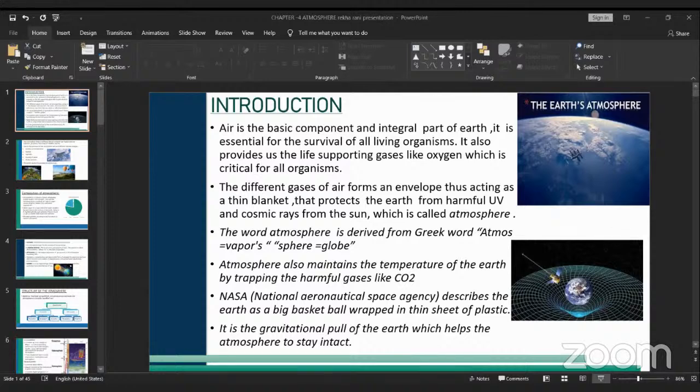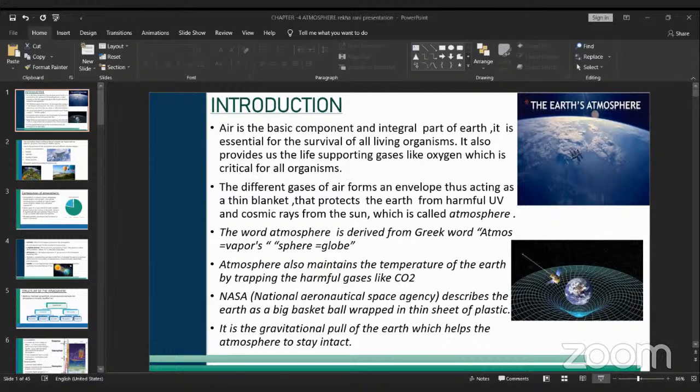These planetary winds are mainly controlled by the latitudinal pressure belts. We discussed in the earlier class that we had the pressure belts, that is the equatorial pressure belt, subtropical high pressure belt, and subtropical low pressure belt.